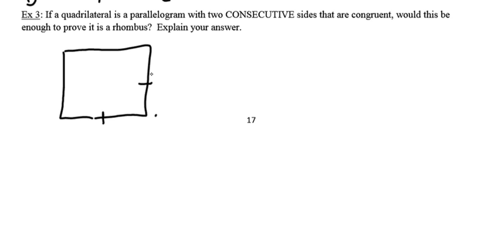And it has 2 consecutive sides that are congruent. So there's my congruent consecutive sides. Well, because this is a parallelogram, I know that opposite sides are congruent. So I know the top side and the bottom side have to be congruent. I know that the right side and the left side have to be congruent. So all of a sudden, my 2 consecutive sides, by the time you add in their opposite sides, turn into 4 congruent sides, and therefore this figure is indeed going to be a rhombus. So the answer to that is yes.